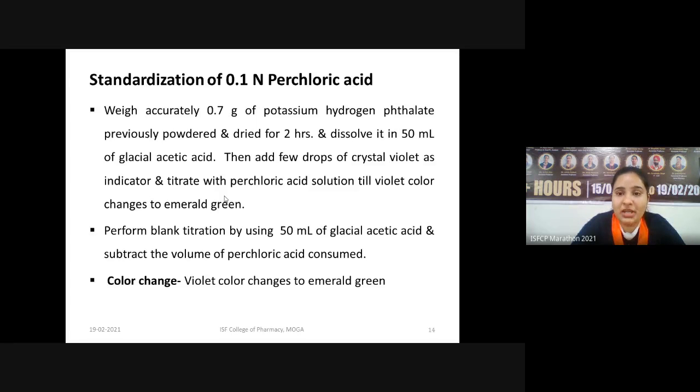Here in the blank titration we will not be using the potassium hydrogen phthalate. We will be performing the blank titration by using 50 ml of the glacial acetic acid, and we will subtract the volume of perchloric acid which is consumed from the reading which we have got above. For the standardization, we will perform this procedure. First of all, we will be carrying out the main reaction. Secondly, we will perform the blank titration.